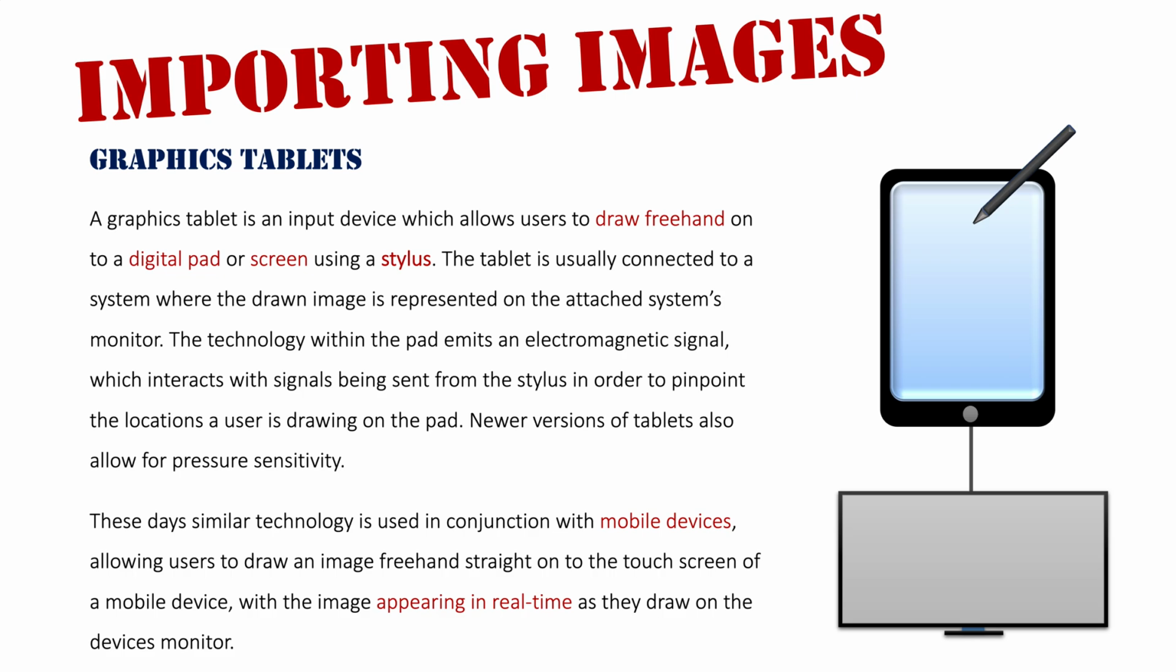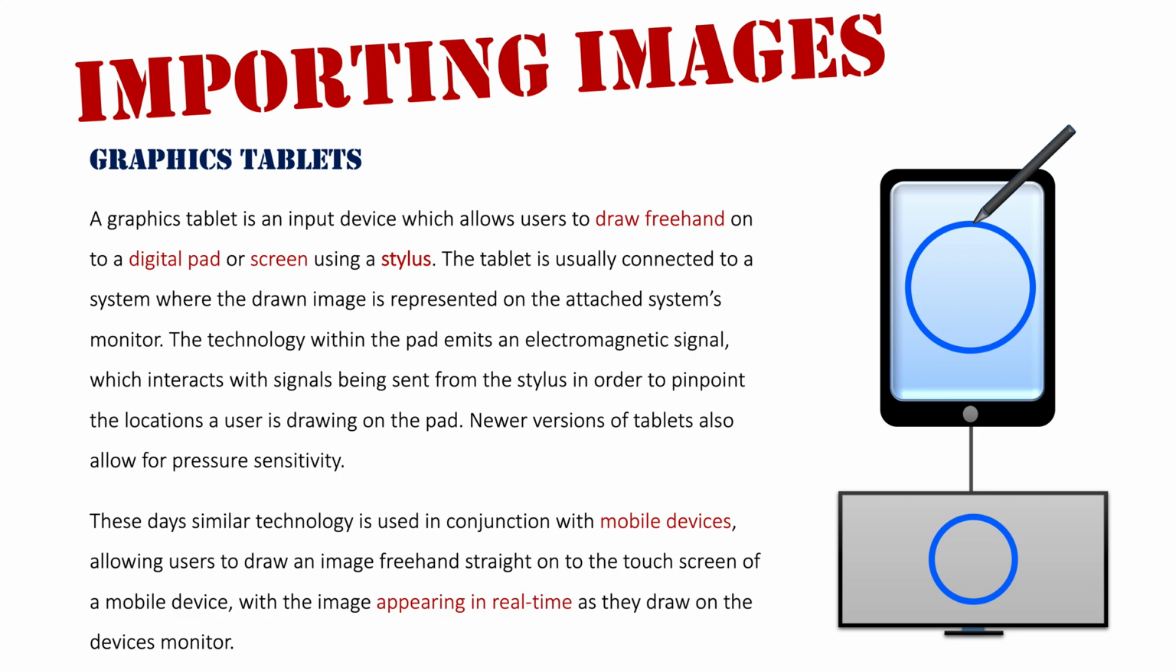So what would happen here is I draw on the pad, and I'm going to draw a circle here. It is sending signals between the stylus and my pad, and you can sense what I am drawing on the actual pad there. And then that image would be recreated on the screen of the system that the pad was connected to.